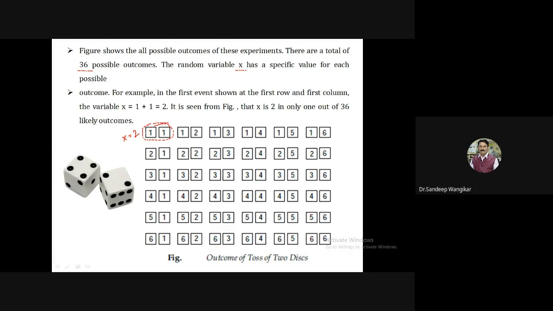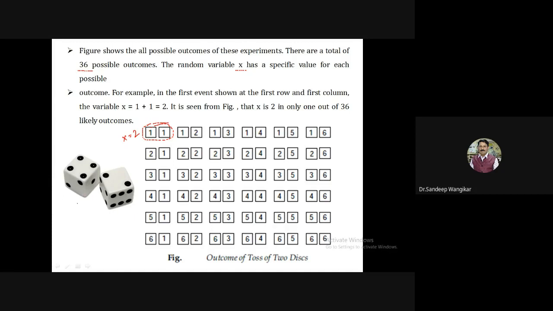Let me give 2-3 more examples of this. So the two cubes are tossed, and now the first cube will show 1, the second cube will show 1. So your x, the addition of these two, will be 2.